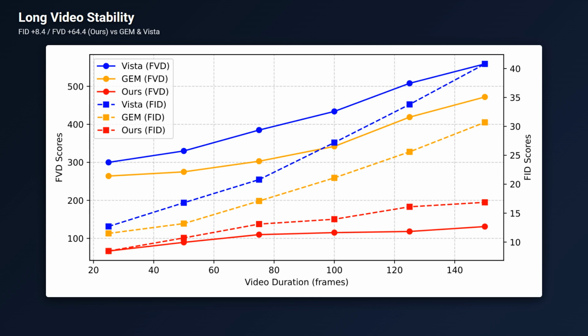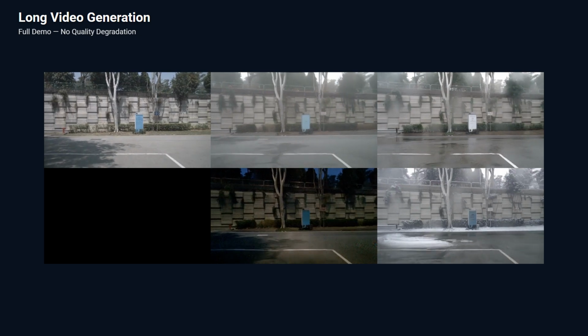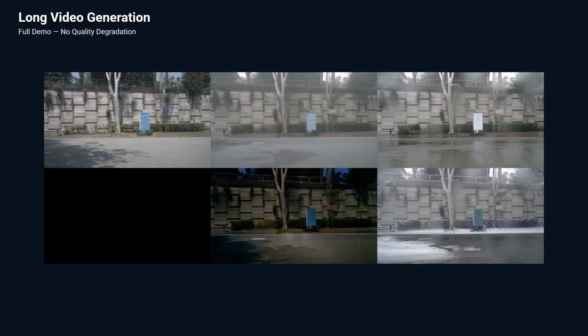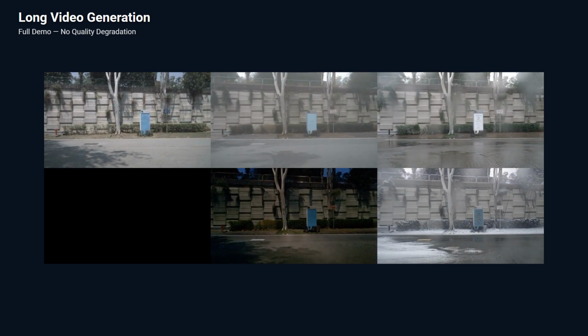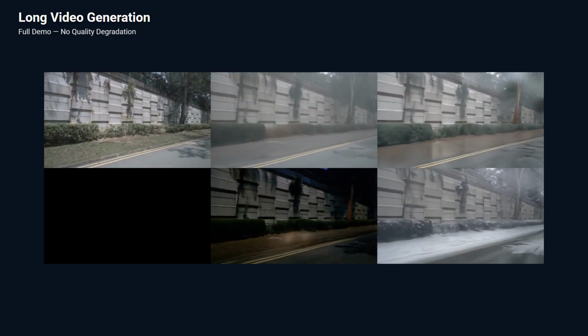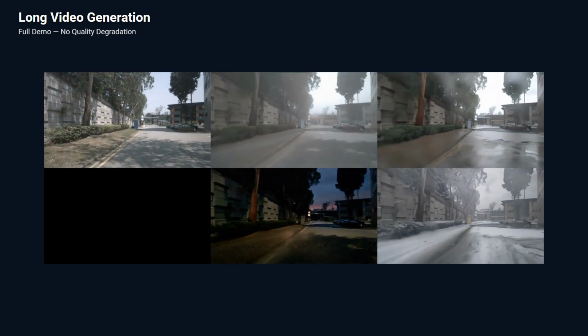For long video stability, from first to last segment, FID rises by only 8.4, FVD by 64.4. GEM degrades by 19.2 and 208. Vista degrades by 28.1 and 259. Now watch our full long video demo. Over 250 frames, no flickering, no color drift, no quality degradation. Weather style remains perfectly stable.